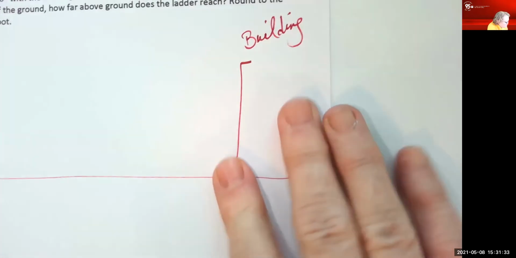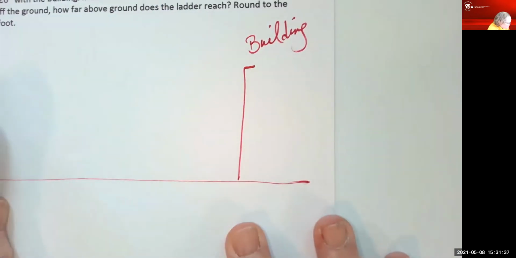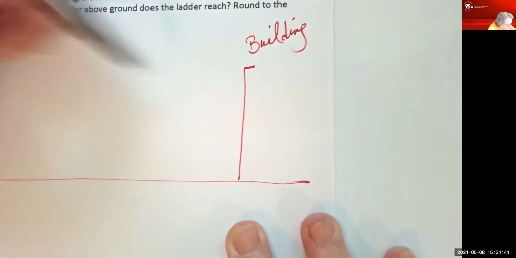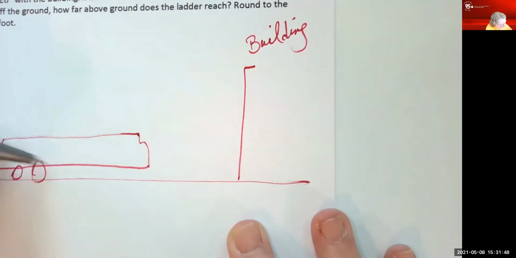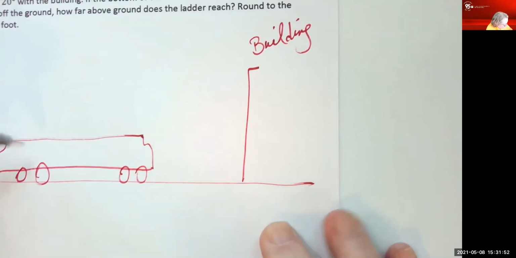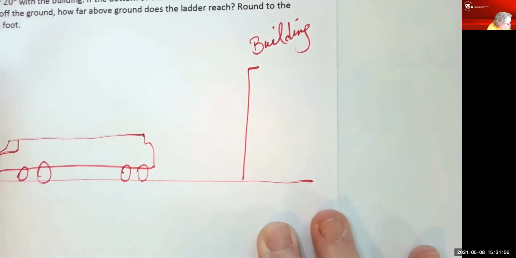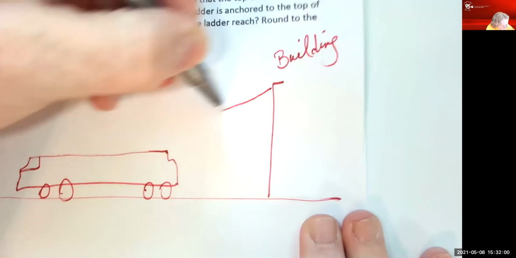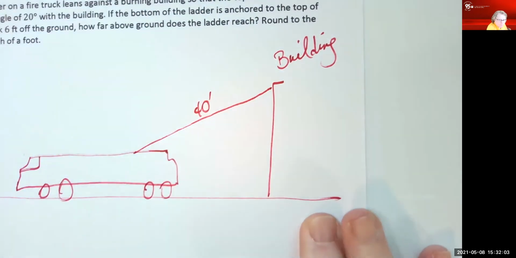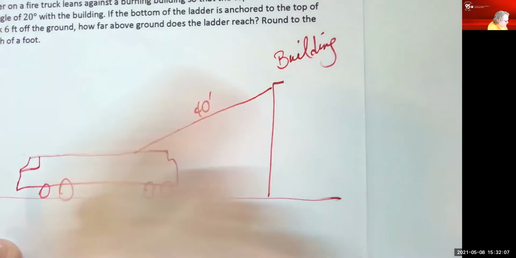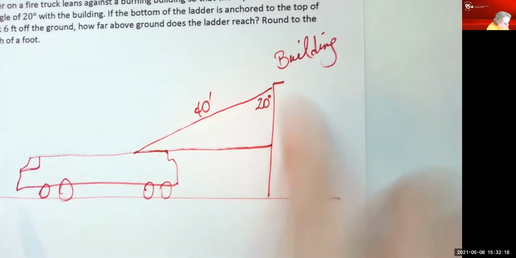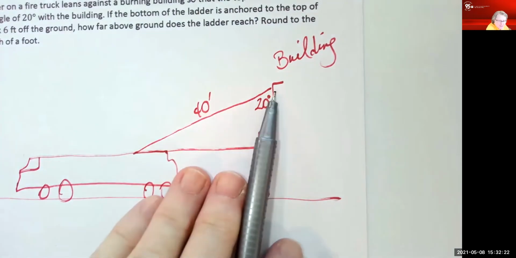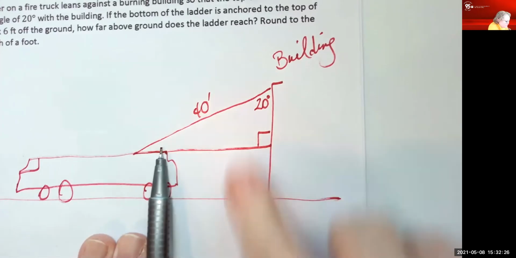So let's draw the picture here. We have a burning building. We have a 40-foot ladder on a fire truck that's leaning against the burning building. So we're going to draw a fancy fire truck. It has double wheels. It's a big fire truck. And it has a 40-foot ladder that leans against the building with an angle of 20 degrees with the building. So our right triangle has angles 20 degrees. What will the angle at the lower end be if the upper angle is 20?